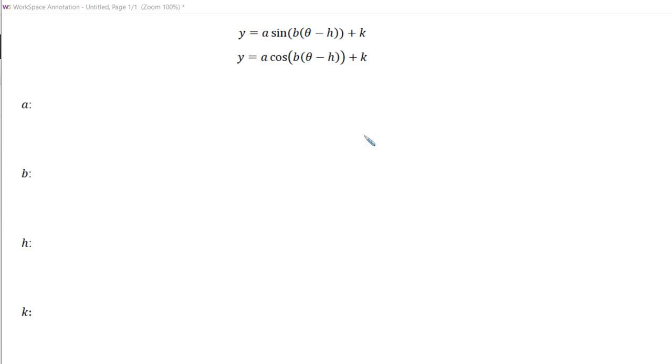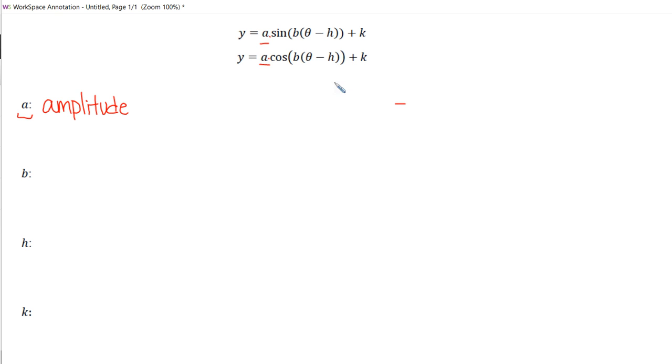Alright guys, so let's go ahead and review our sine and cosine functions from Algebra 2 with trig. Our a in our functions here, always in front of sine or cosine, attached to it or multiplied to it, that represents amplitude. And that tells you from a function's midline how far up or how far down it goes.